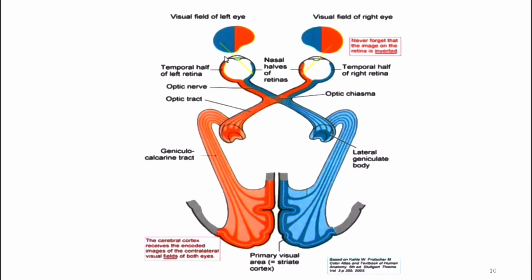I'll just tell you once more. See, there are two halves, temporal and nasal. The temporal part will go to the nasal part of the retina, and the nasal part will go to the temporal part of the retina.